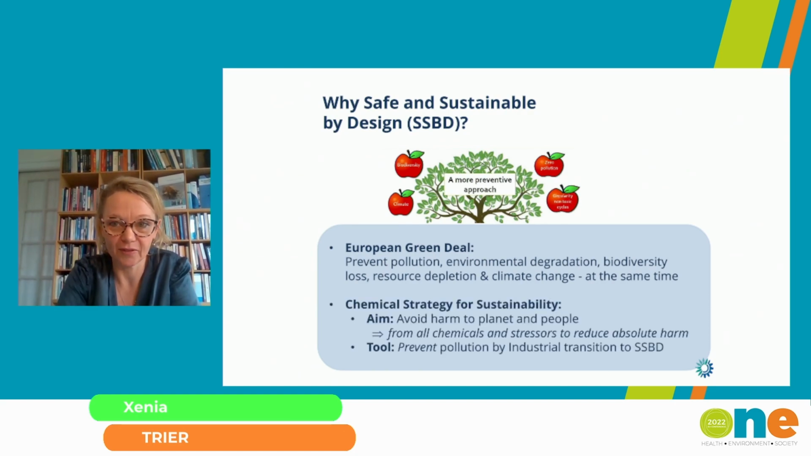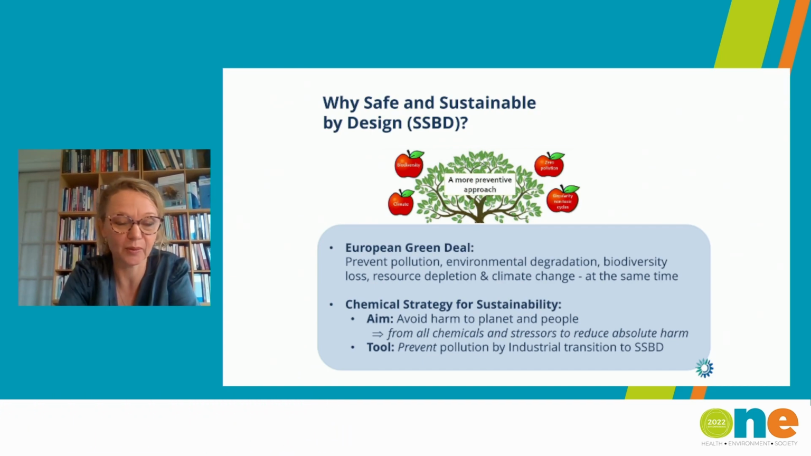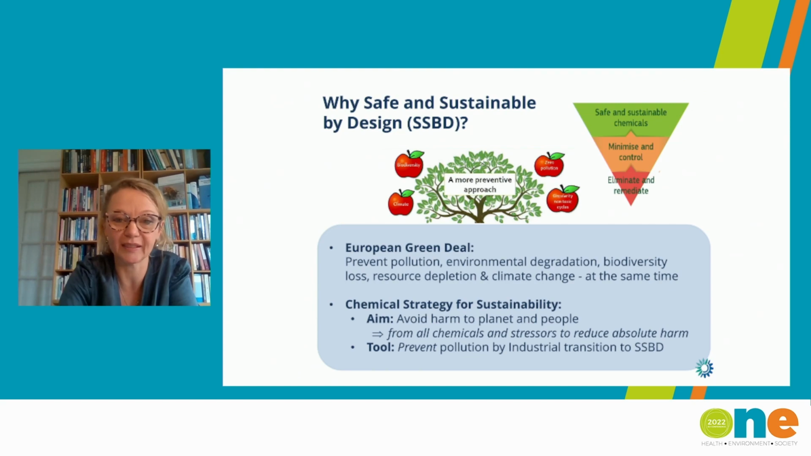We then have a number of strategies, and one of them is the Chemical Strategy for Sustainability from October 2020, that calls out to avoid harm of chemicals to planet and the people. And this means from all chemicals and stressors to reduce the absolute harm that was also mentioned by Serenella related to these planetary boundaries. And one of the tools to achieve that is to prevent pollution by an industrial transition to safe and sustainable by design.